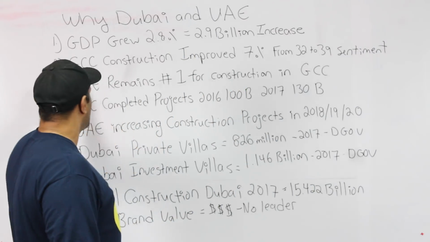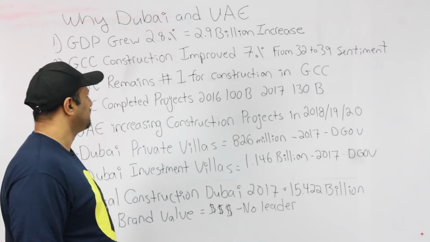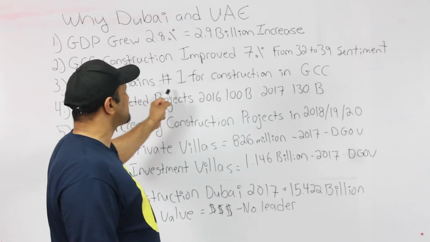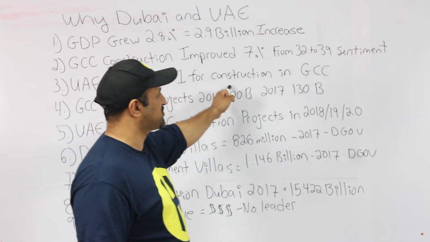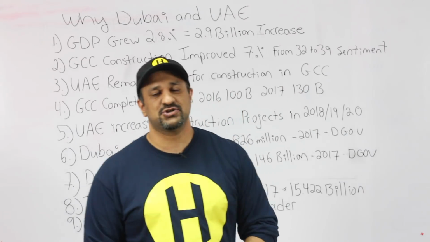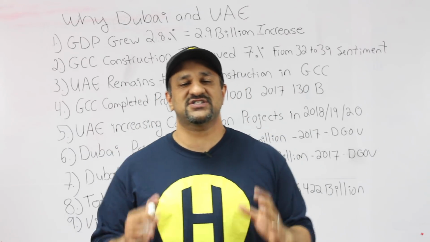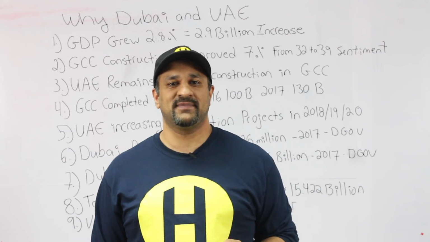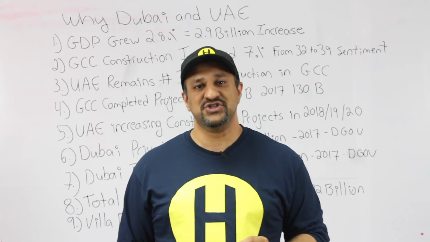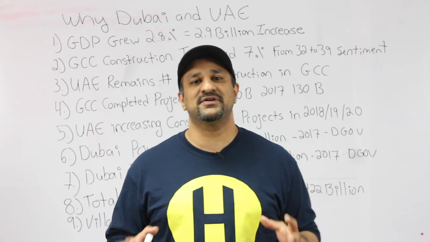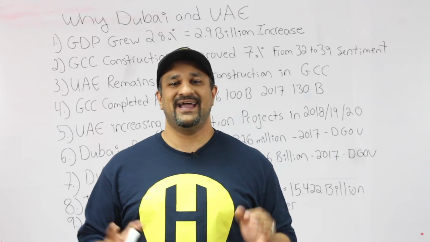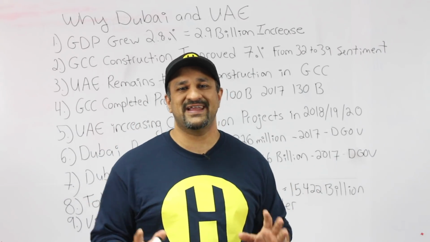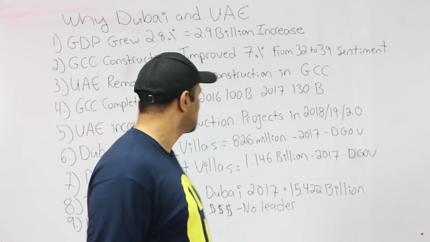Now, point number 3: the UAE, which is the United Arab Emirates, remains number 1 for construction in the entire GCC. So out of all the countries that I just mentioned, the United Arab Emirates is number 1. And in the United Arab Emirates, Dubai has a population of around 2.8 million people and growing steadily. It is the most populous city in the entire 7 Emirates that make up the United Arab Emirates.